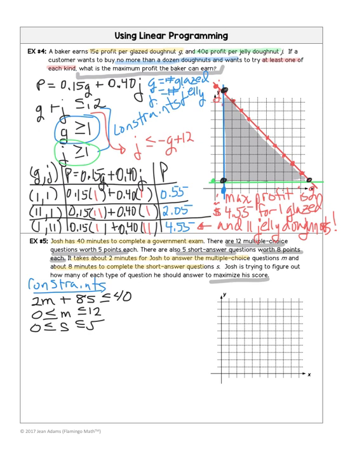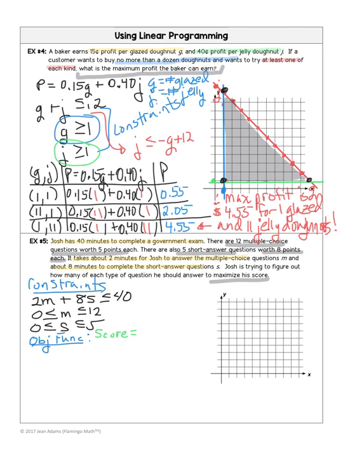Then let's go ahead and write, before we graph these, our objective function. So the objective function is going to be his maximum score. I hate to use S when we already have S for short answer, so I'm just going to put score equals. So to get his score, he's going to answer multiple choice questions, I don't know how many, and short answer questions.